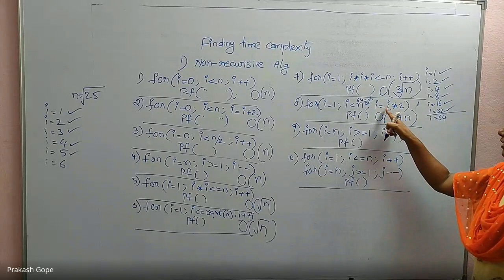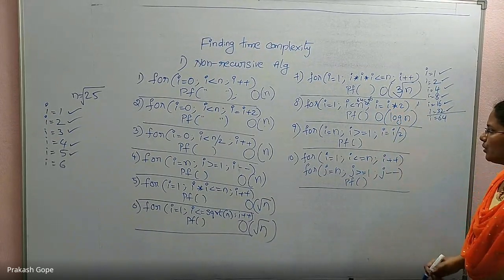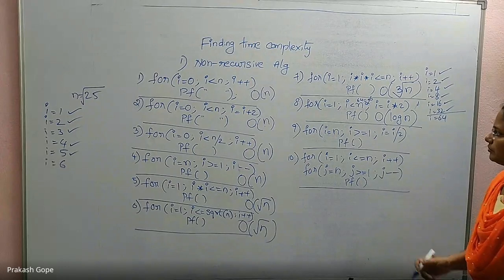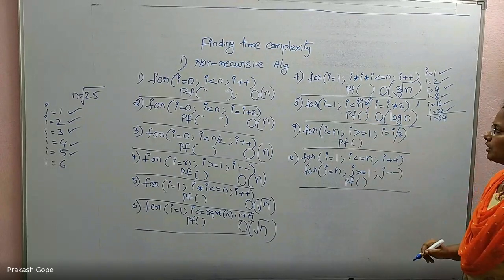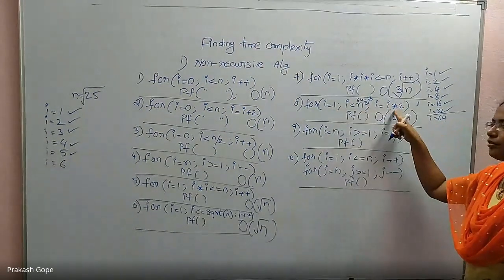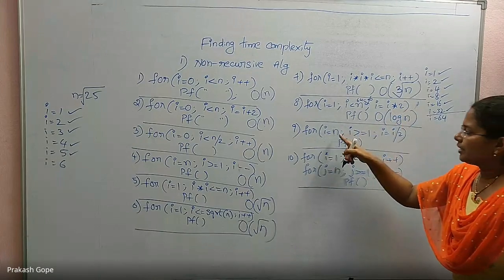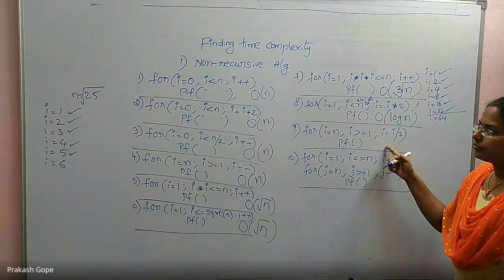So whenever you see i = i * 2, please remember that it is taking us towards log n, because here it is n, that's why it is log n. Okay, coming to the next one. Similar to that, here I am going from 1 to n with i = i * 2. Here I am going from n to 1 with i = i / 2.